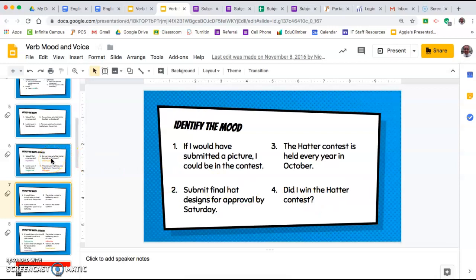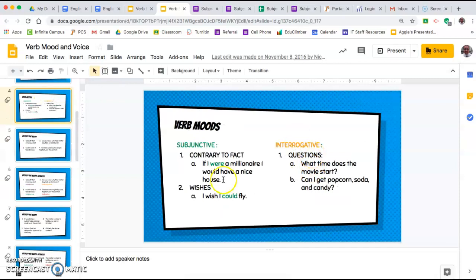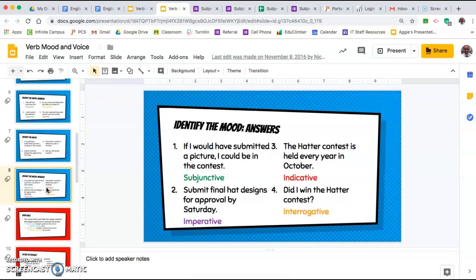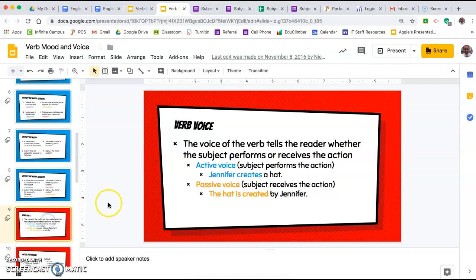So it is in the interrogative mood. It's like you're interrogating somebody. So you can see that here. It's a question word, or a question that you're asking. You can see again that the answers I just gave match the ones on the slide. And that's everything with verb mood. So now we're on to verb voice.